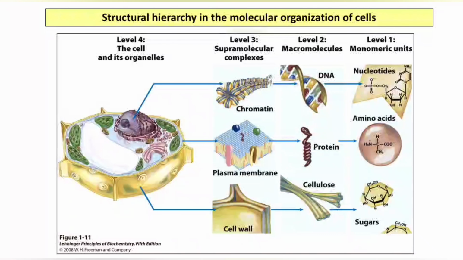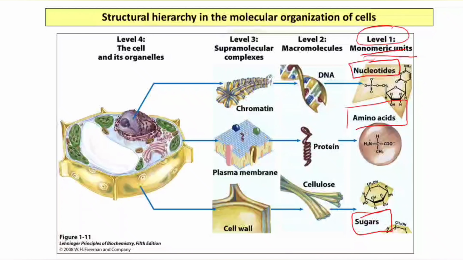In level 1, you have the monomers of different polymers. This nucleotide is the monomer of what? The polynucleotide. This amino acid is the monomer of proteins. These sugars are the different monomers of carbohydrates. So this is the level 1 organization, in the form of monomeric units. These monomers are repeated to form level 2, the macromolecules. It means nucleotides make up DNA, amino acids make up protein, and when sugars like the glucose unit are repeated, they make cellulose and different carbohydrates.